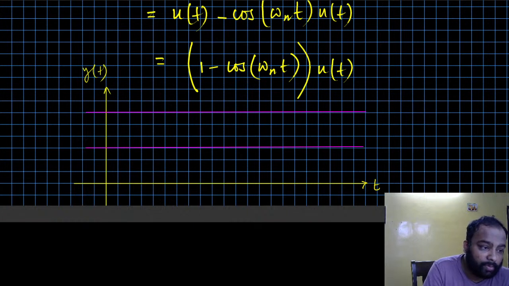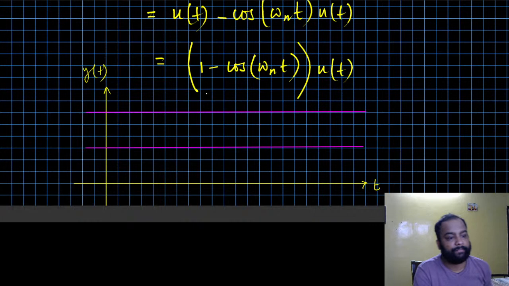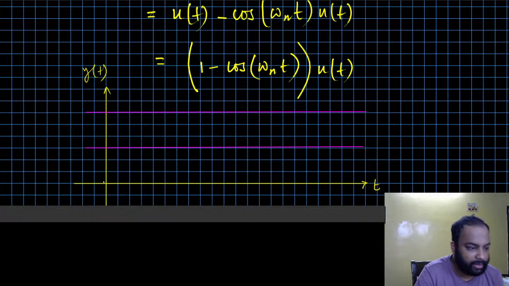So again let's start with the discussion properly. Now see, when t is equal to 0, the output has a value of 0. So this is the point we are looking for. At t equal to 0, the output is also 0.